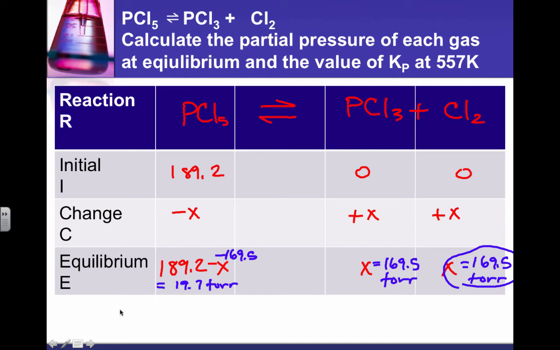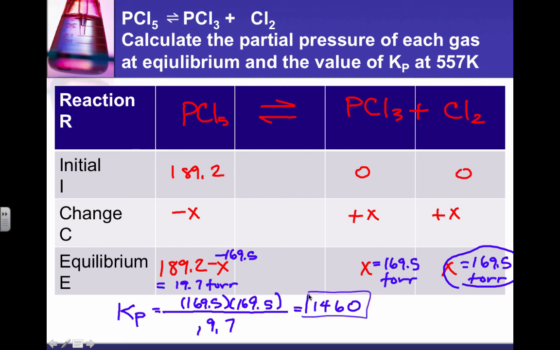So I just cleared some space for us so that we can calculate Kp. It's going to be equal to the products over the reactants. So I have 169.5 times 169.5 divided by my reactant, 19.7, and that result is 1,460. And of course I don't need units because this is equilibrium, not kinetics. K in equilibrium doesn't have units.